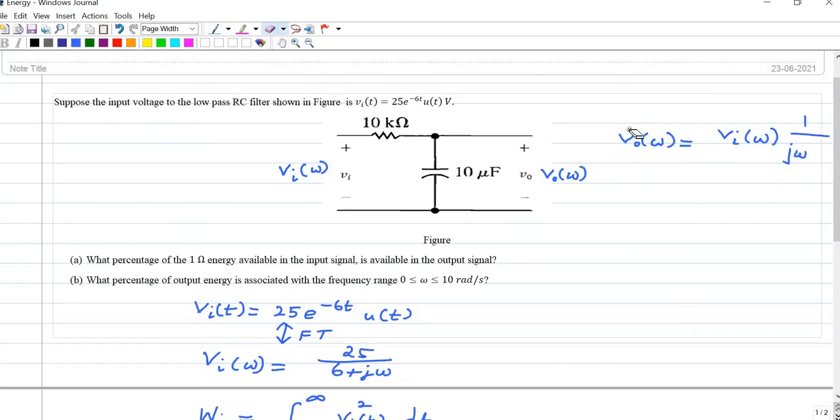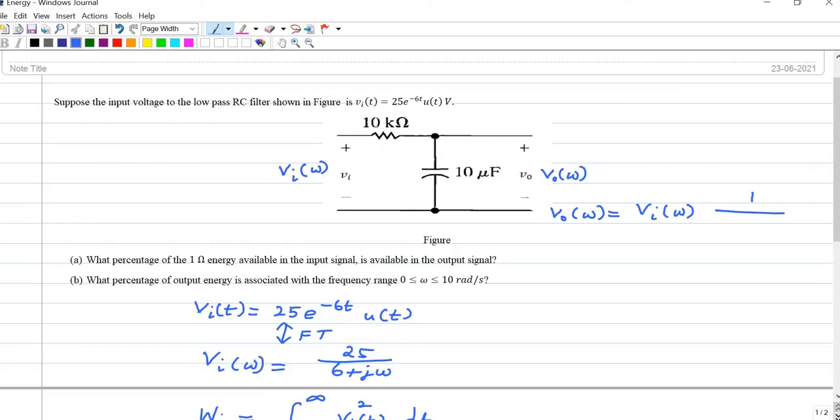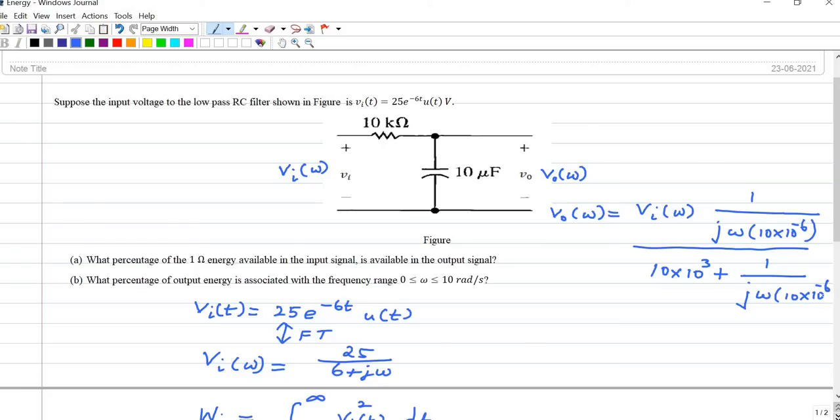I'll write here. V naught of omega is Vi of omega into 1 over j omega 10 into 10 power minus 6, divided by 10k plus 1 over j omega 10 into 10 power minus 6. Is it correct?